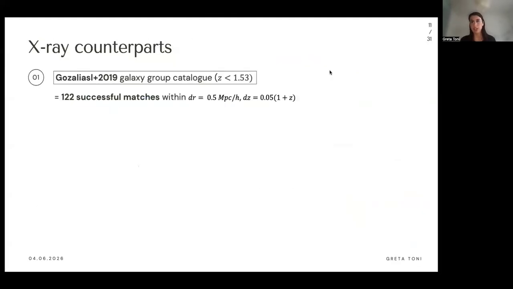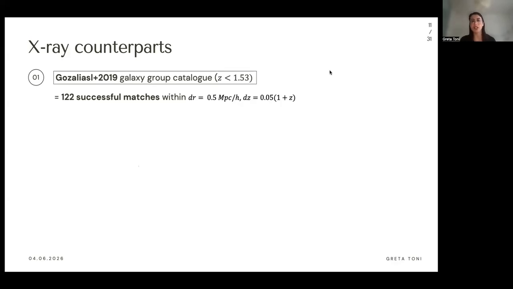Given the multi-wavelength data richness of the Cosmos field, we have availability of X-ray data and X-ray based group catalogs. Therefore, we looked for X-ray counterparts to our detections, first by comparing to the catalog by Gozaliasl in 2019. And we found 122 successful matches with this catalog.